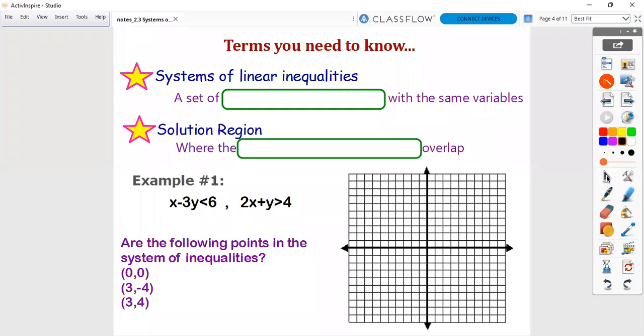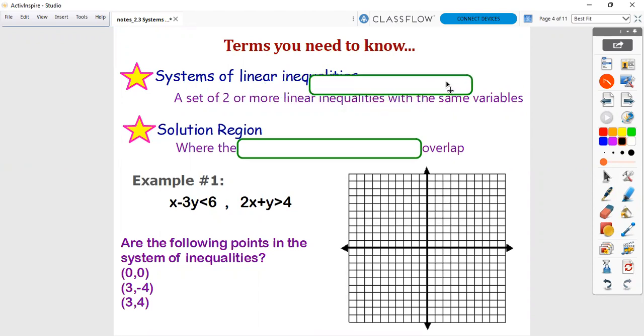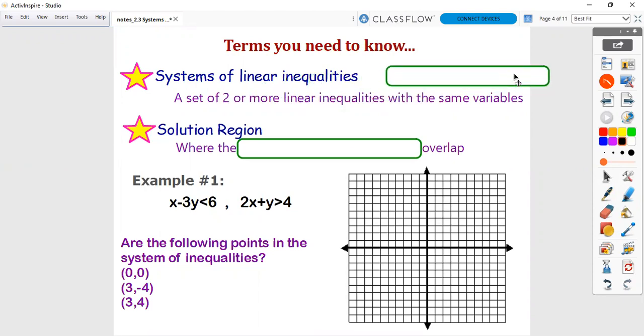So today for lesson 2.3, we're going to be graphing systems of linear inequalities. If you recall, we have graphed linear inequalities on the coordinate plane. And so a system of inequalities is a set of two or more linear inequalities with the same variables.